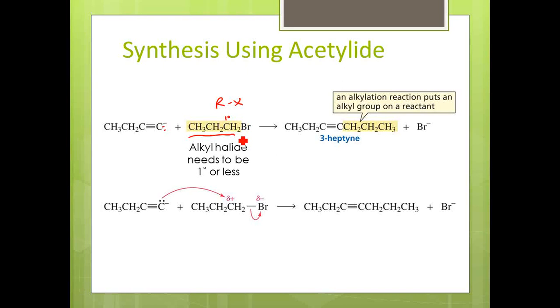Now this needs to be something special. Turns out this alkyl halide isn't just an RX. The R is something special. We need that R to be a primary or less. So see how this one is a primary carbon that's attached to our halogen? The only thing that would actually do a better job is if we had CH3 connected to a halogen.